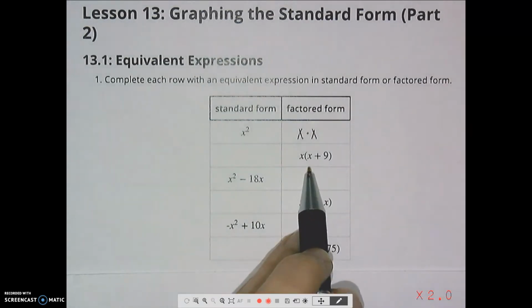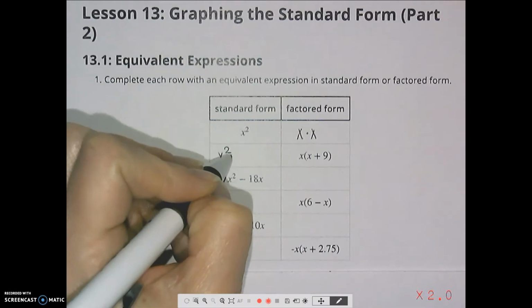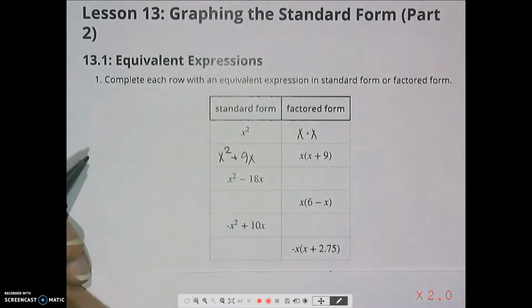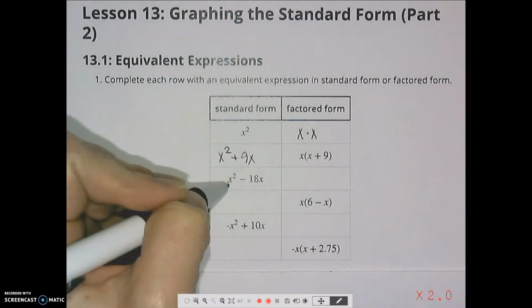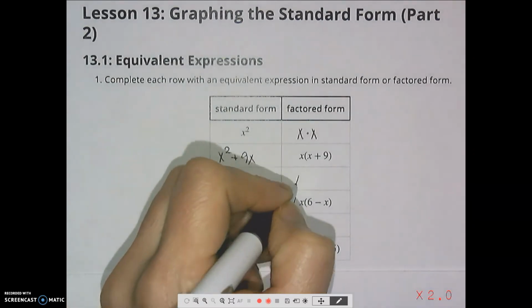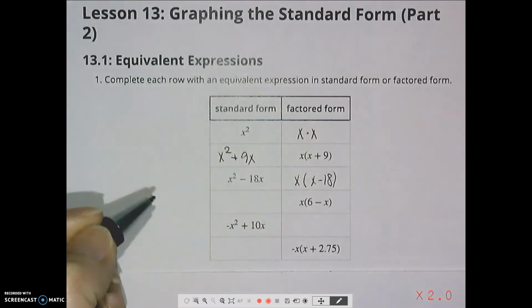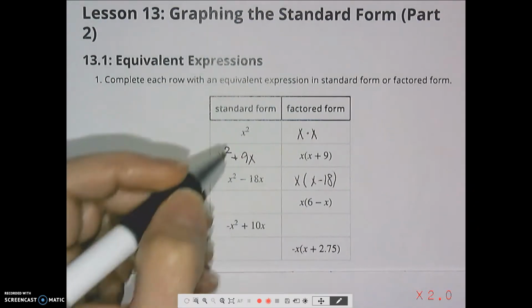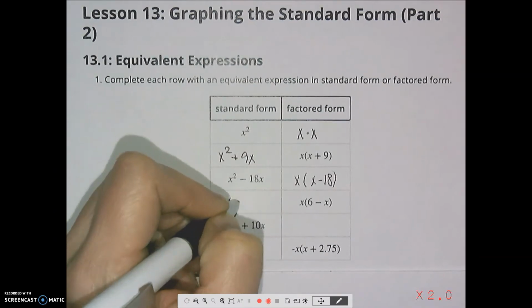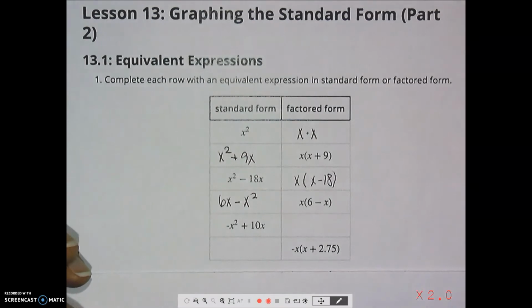If I give you the factored form x times the quantity x plus 9, then we would distribute that x in and get x squared plus 9x. If we have x squared minus 18x and we're looking at what those have in common, they have an x in common. Left-hand side is x minus 18. X times the quantity 6 minus x would give us 6x minus x squared. You could also write that as negative x squared plus 6x if you want.